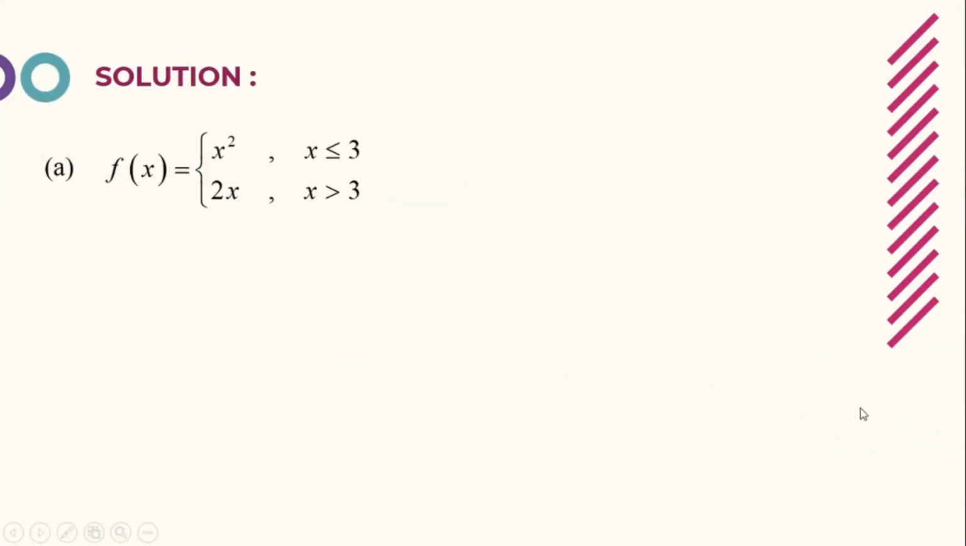Let us look at example A. We are given f(x) equal to x squared when x is less than or equal to 3, and f(x) is equal to 2x when x is greater than 3. If a question has a piecewise function like this, it is better if we show the piecewise function on the real number line. First, we draw a number line like this. Why is it 3? Because our main number here is 3.